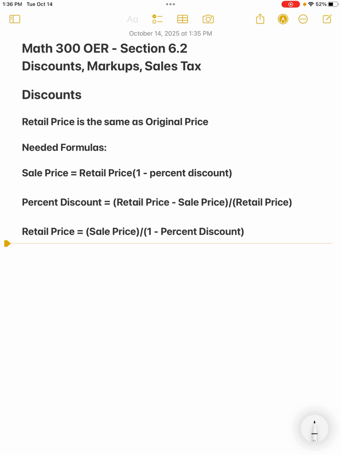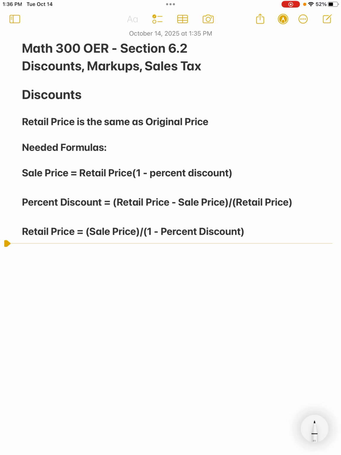And so there's some things to point out as we get into the problems. The first is that whenever they say retail price, it is the same as when they say original price. So the retail price of the item is the price of the item before the discount is being applied. It's the original price of the item.